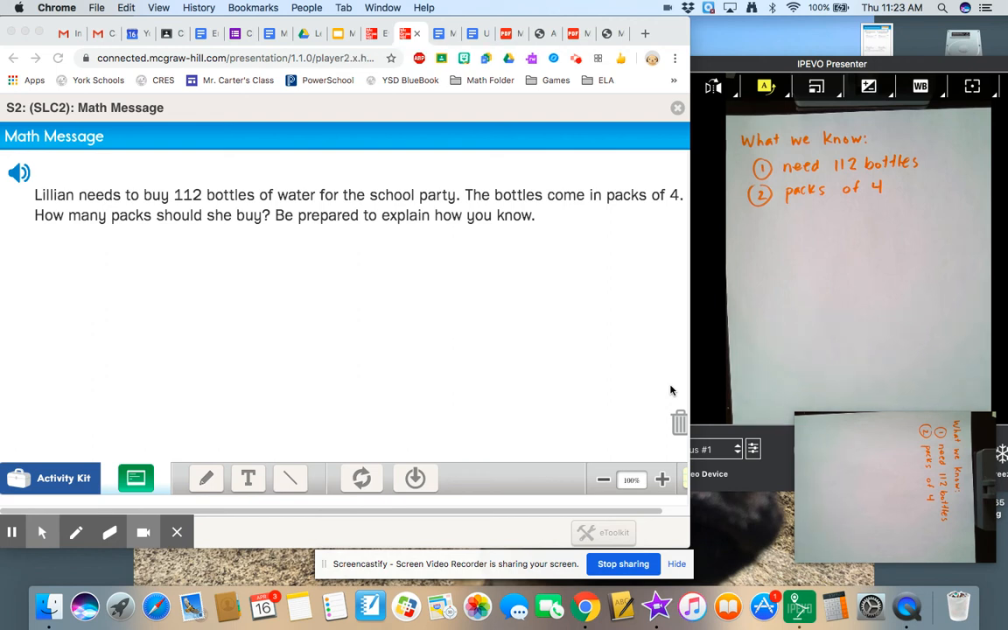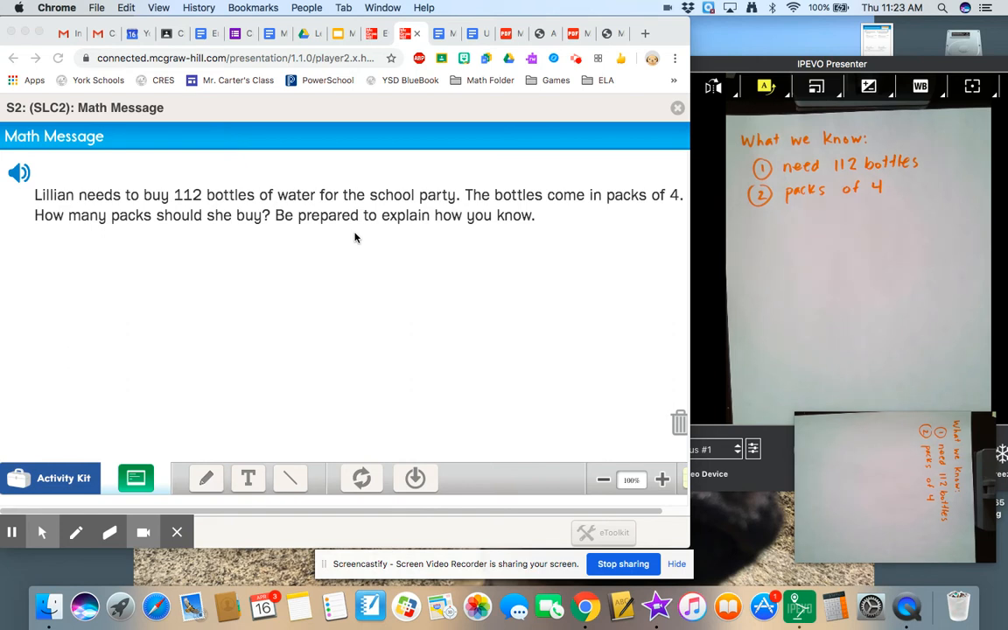Mr. Carter here. We're going to be doing lesson 6-7 today, where we are going to be doing partial quotient division. We're going to start with our math message, which is on the screen here. It says Lillian needs to buy 112 bottles of water for the school party. The bottles come in packs of 4. How many packs should she buy? Be prepared to explain how you know.